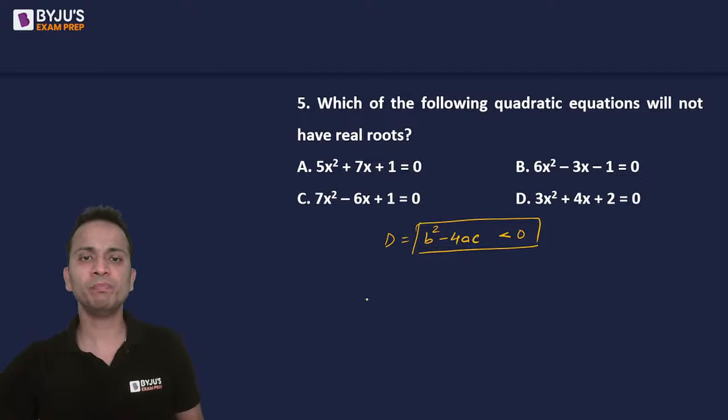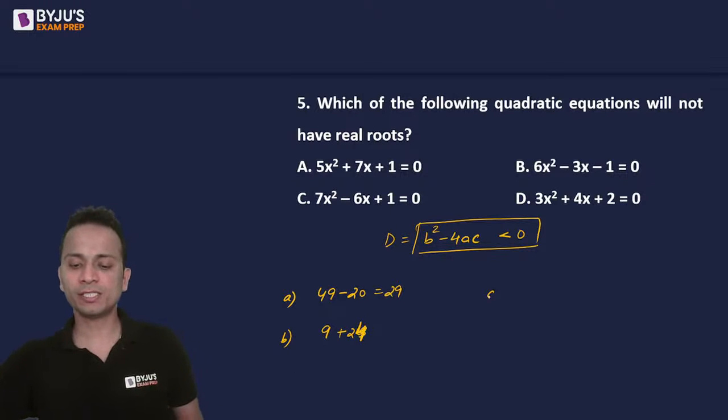So for the first option, b square, that is 7 square, 49, minus 4 into 5 into 1, that is 20, which is 29, is greater than 0. Hence, it will have real roots. This was option A. Option B, 3 square, which is 9, then minus 4 into 6 into minus 1, that will be plus 24. Again, this is positive.